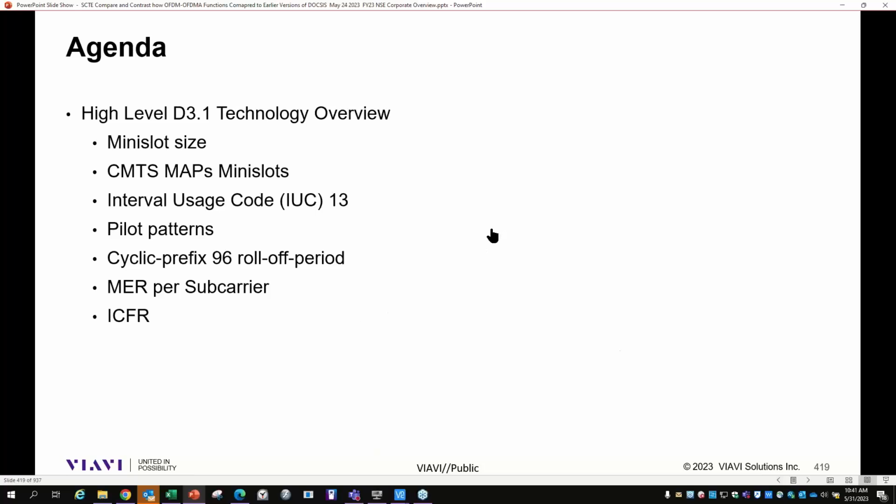All right, so what we're going to talk about is an OFDMA carrier and some of the capabilities, one of which is what we call mini slot sizes. It's called the CMTS map of mini slots. Each upstream carrier or group of mini slots is given what's called an interval usage code, all right? There are different codes to be utilized. There are pilot patterns, cyclic prefix, roll-off period, the MER per subcarrier, and the in-channel frequency response. So these are some of the things that we're going to talk a little bit about.